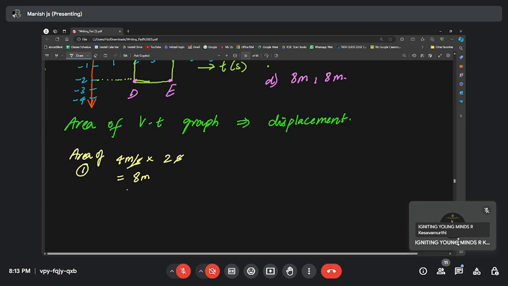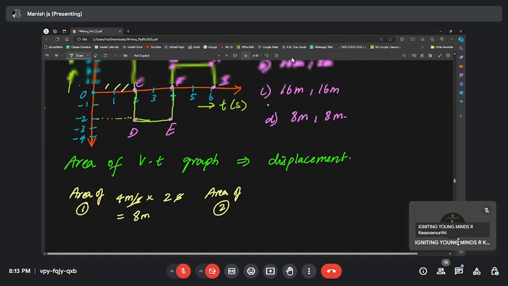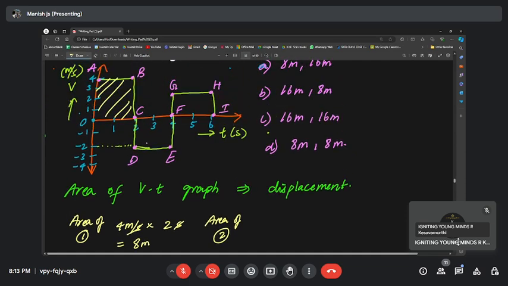Okay, 8 meters. That is the area of the first region. Now the area of the second region. Coming back to the graph, for the second region area, look at the length and the breadth. So 4 minus 2 is your length, which is 2, and the breadth is also, you can see here, going to be 2 units.